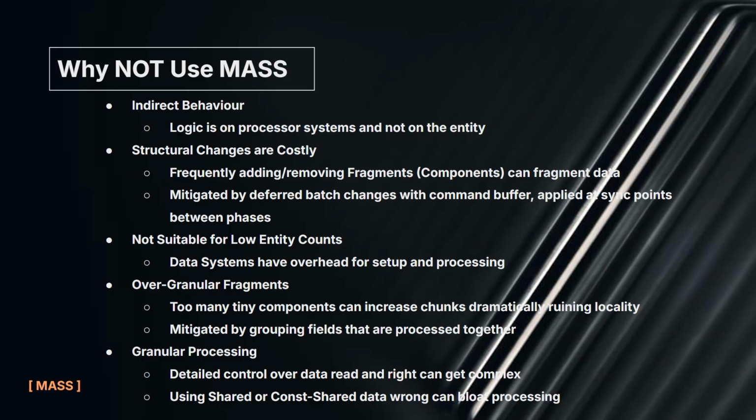There are a few reasons why you might not want to use Mass, and there is some mitigation for these in Mass or ECS. That separation of the data from the process, which I'm calling indirect behavior, can get quite confusing. The logic of your entities or actors is quite separated, so you may have multiple processes that act on one type of entity, and it can get quite confusing where the logic is happening for those entities.